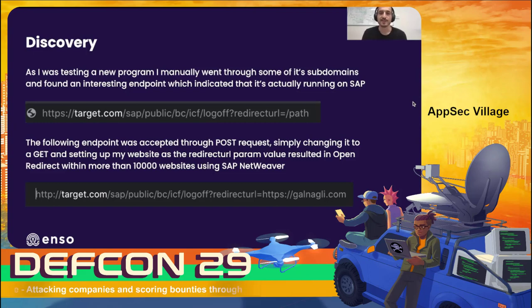I was authenticated to some functionality on the subdomain, and I wanted to log off. The following endpoint was accepted through a POST request. Simply changing it to a GET and setting my website as the redirect URL value resulted in an open redirect within more than 10,000 websites using SAP NetWeaver. So when I tried to log off from the subdomain, it issued a POST request, so I changed it to GET and put my own blog as the redirect URL, and I had an open redirect vulnerability.